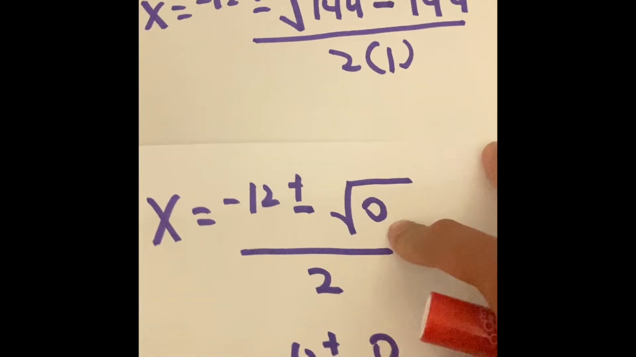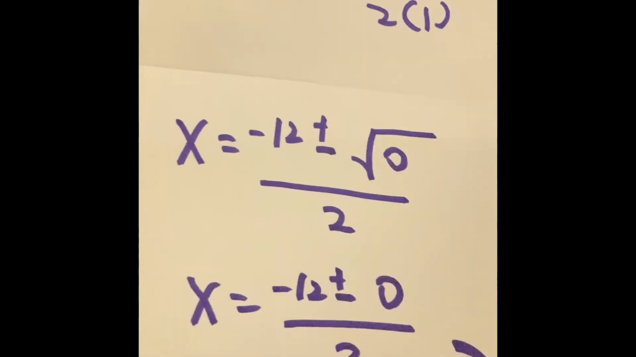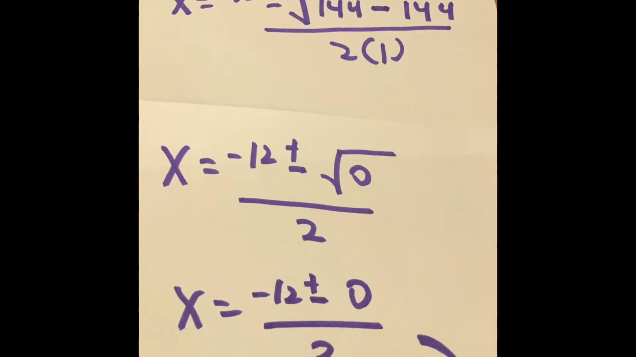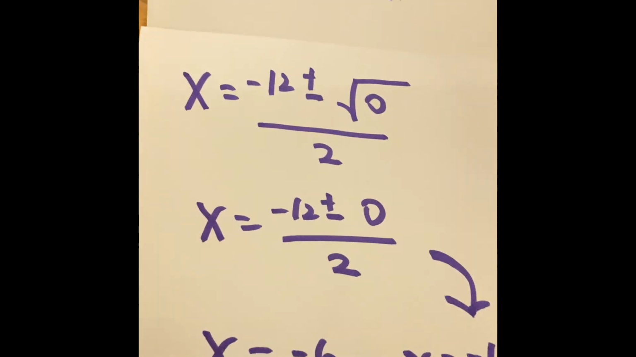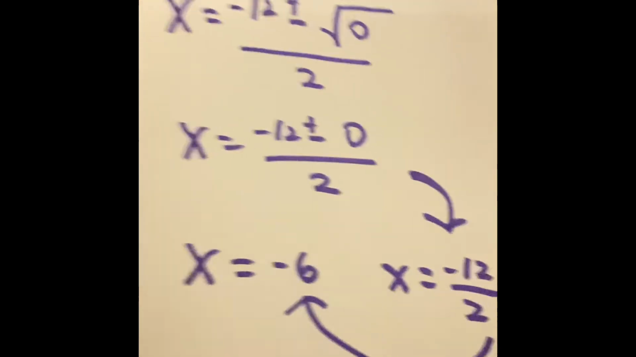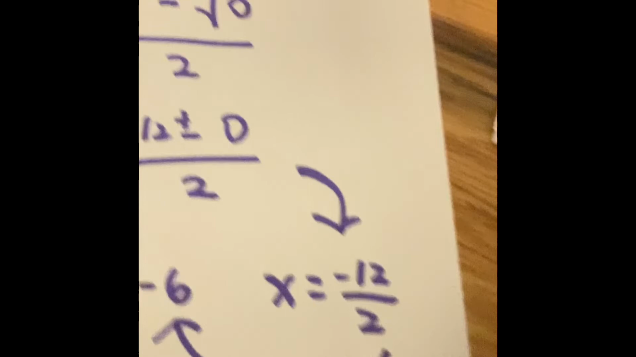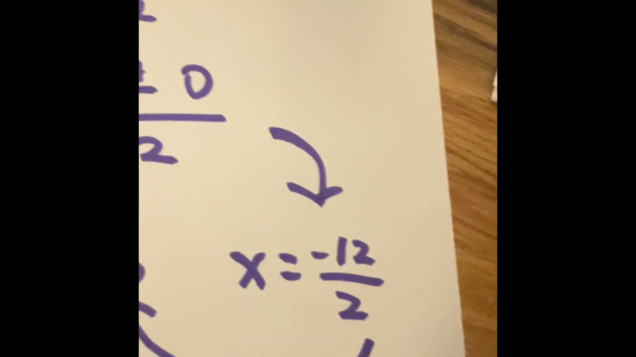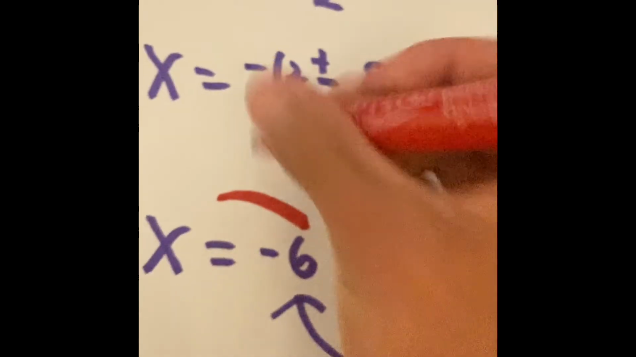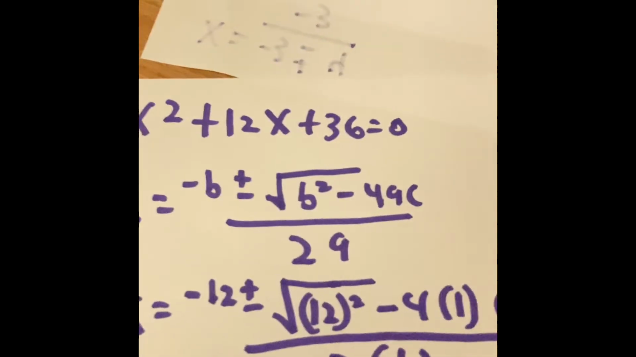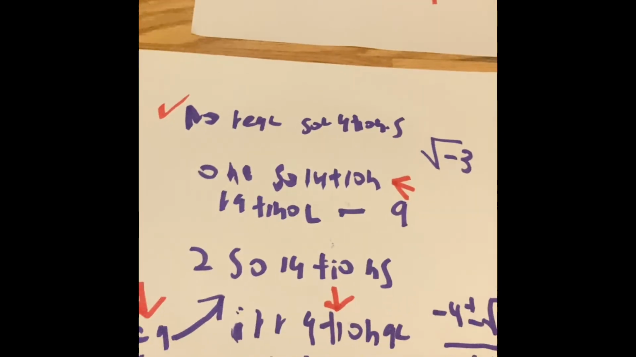We got the square root of 0? So when we have the square root of 0, that is equal to 0, because 0 times 0 is 0. So negative 12 plus or minus 0 divided by 2, we get only one answer, because we no longer need the plus or minus symbol anymore. X equals negative 12 divided by 2, X equals negative 6. That's our answer for this one. So that is the one solution.